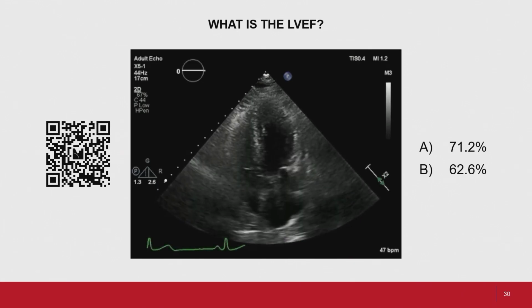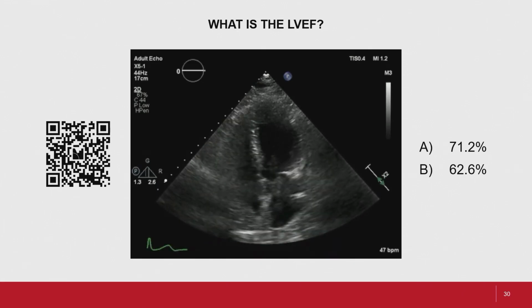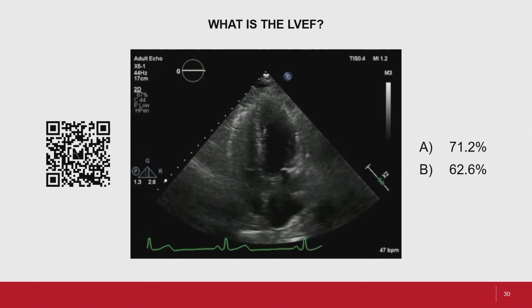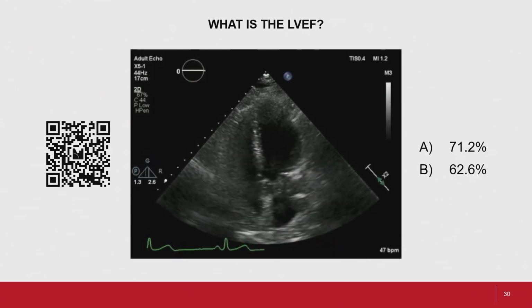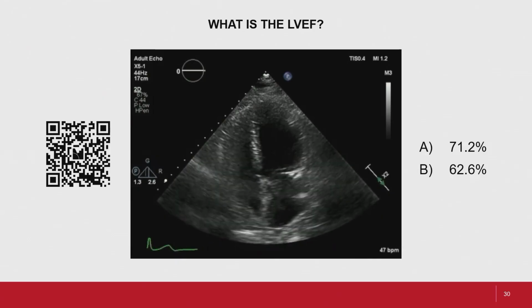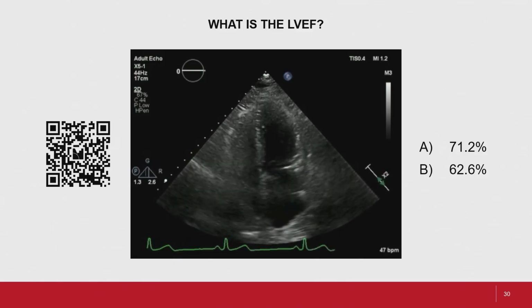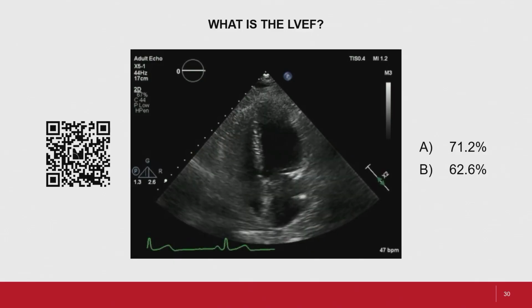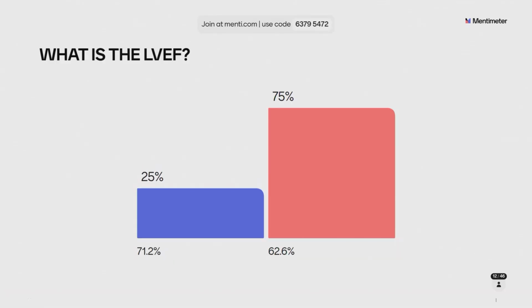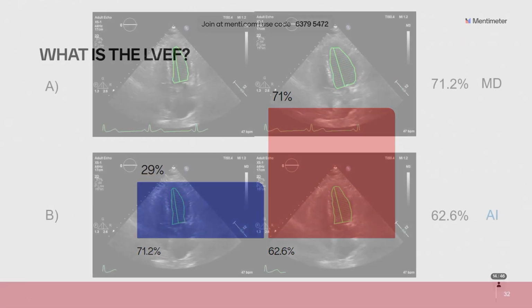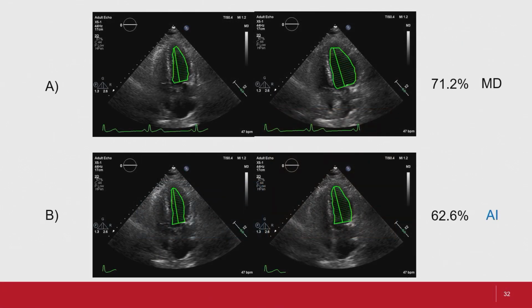There we go. I think it might be a 62.65. Yeah, you just have to adjust one little part of the fellow's tracing, right? All right, audience agrees with you. And that was AI.